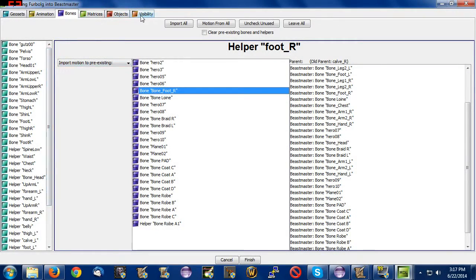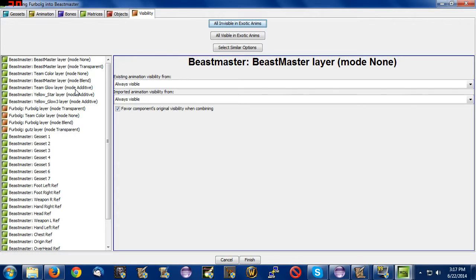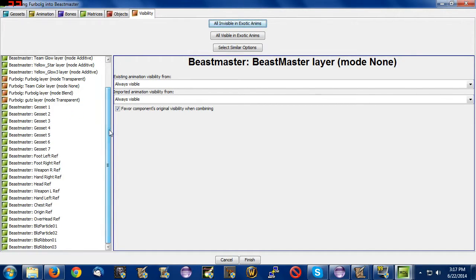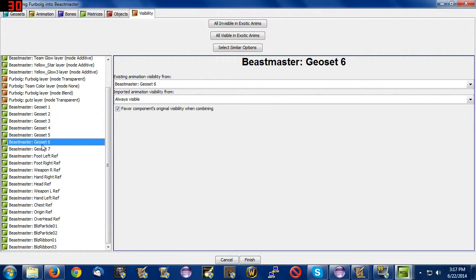But it's always good to check out the last couple things like visibility before we're done. After we've spent all this time picking the connections, we don't want to mess up our animation by not setting up the last few things. So one of the other things, we got the geosets here. Some of these we probably don't want in the furball.